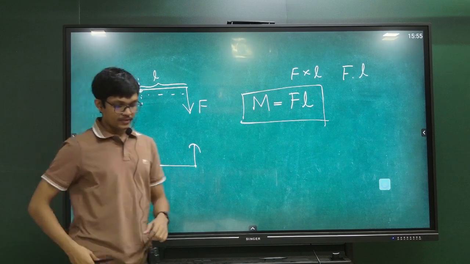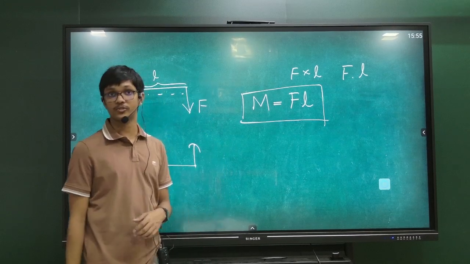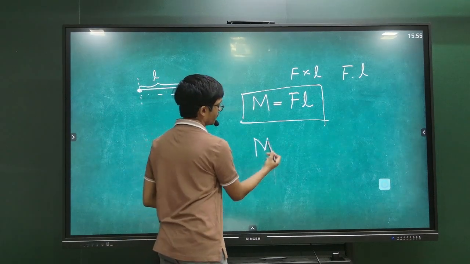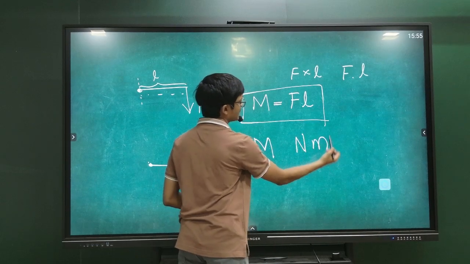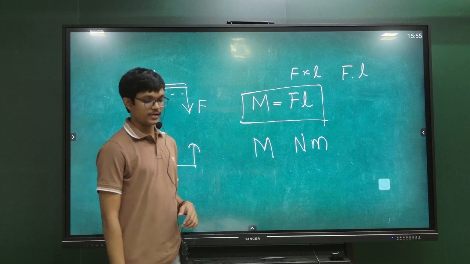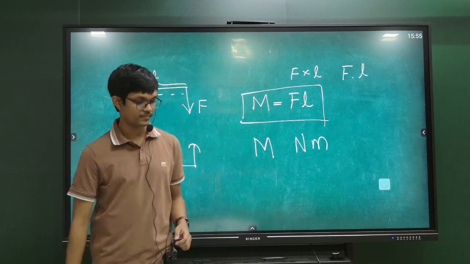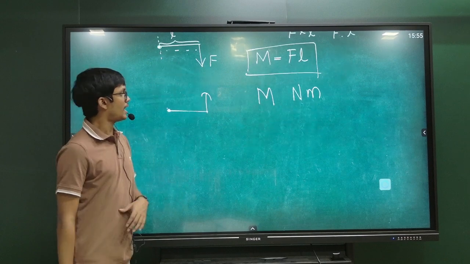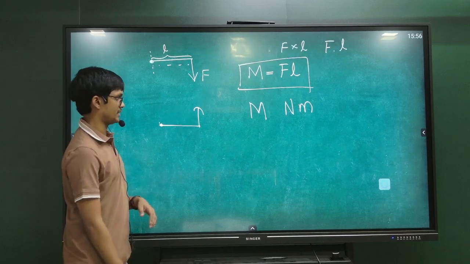So now you should understand. And what is the unit of moment? Force means Newton. Length means meters. So the answer is Newton meters. And so moment is given by Newton meters.